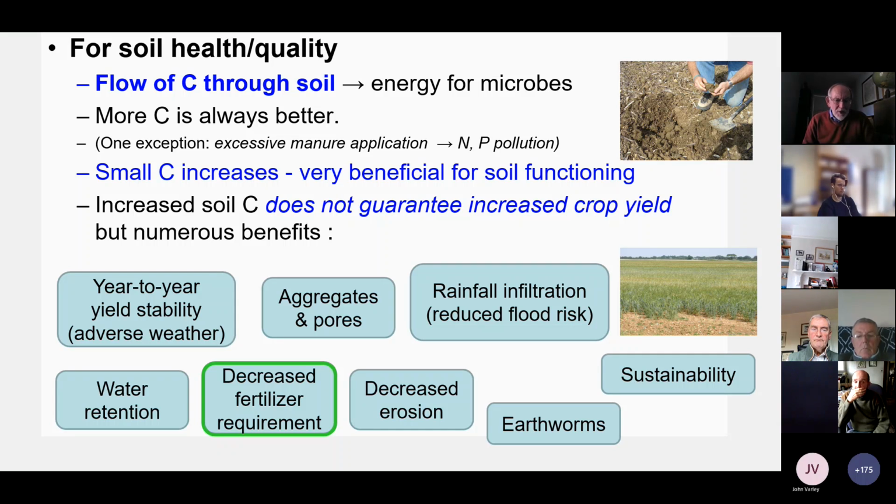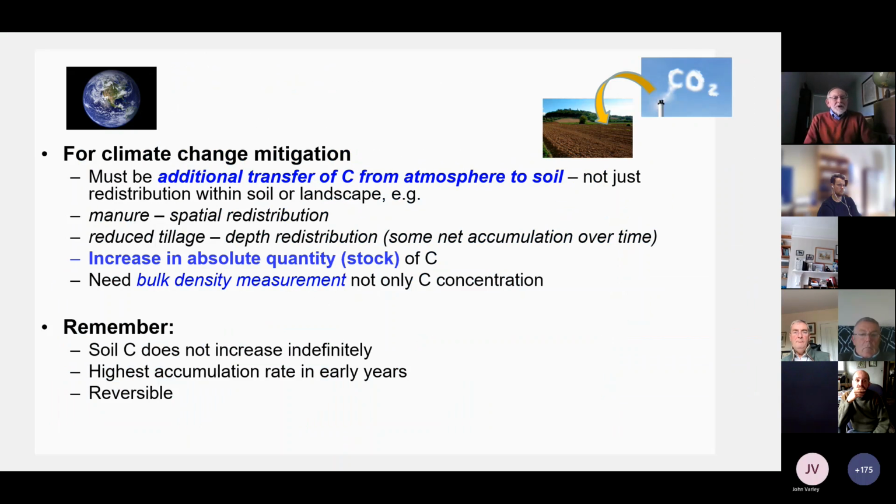Importantly, decreased fertilizer requirement, because the organic matter is a source, particularly of nitrogen, and actually just contributing to greater sustainability of cropping in the long term. Now, from the climate change point of view, for trying to slow or mitigate climate change, we have to have an additional transfer of carbon from the CO2 in the atmosphere to the land through plants into the soil. Not just a redistribution of carbon from one place to another, of one depth of soil to another.